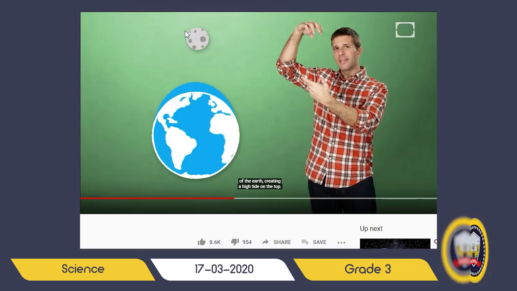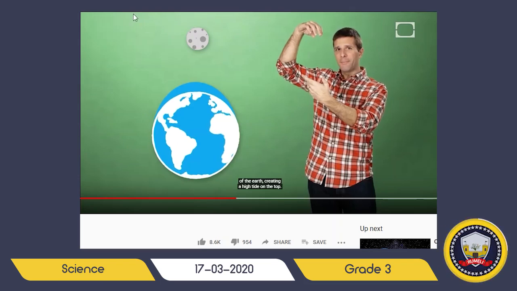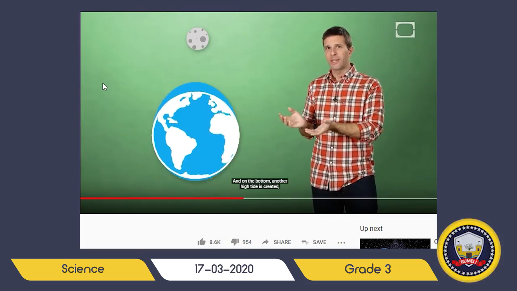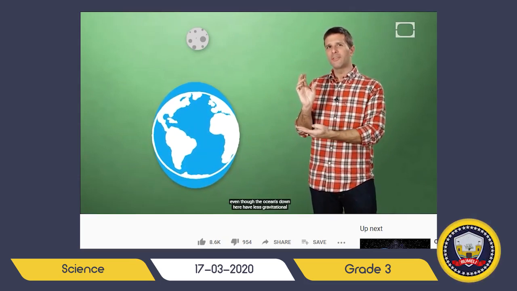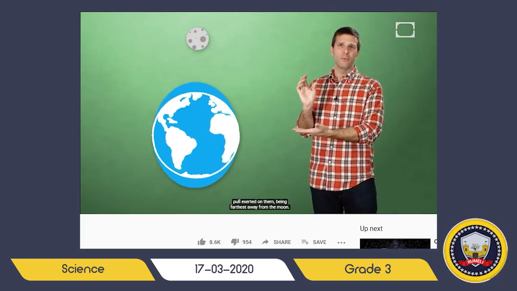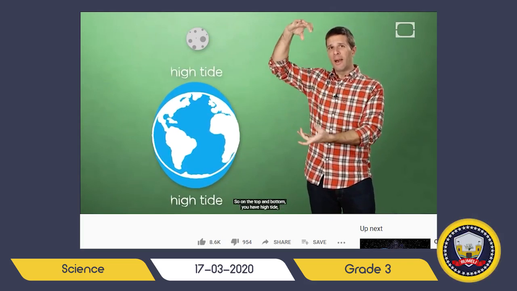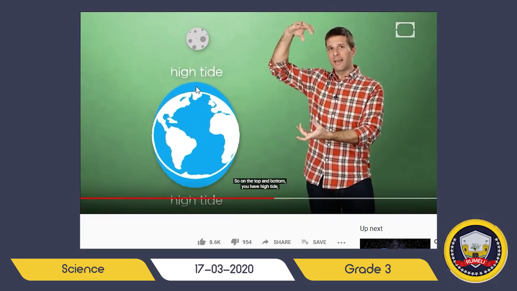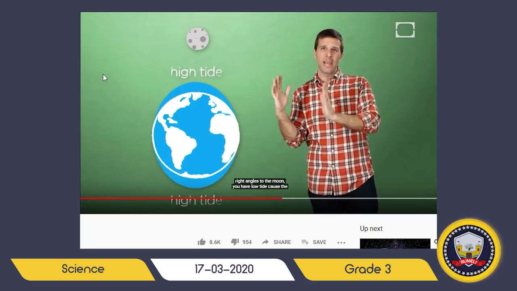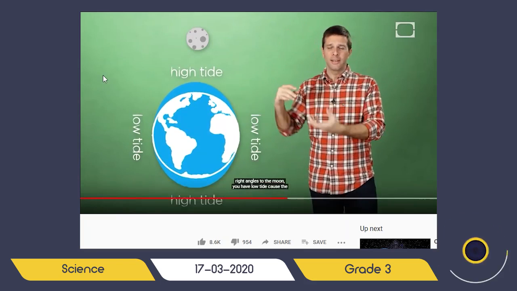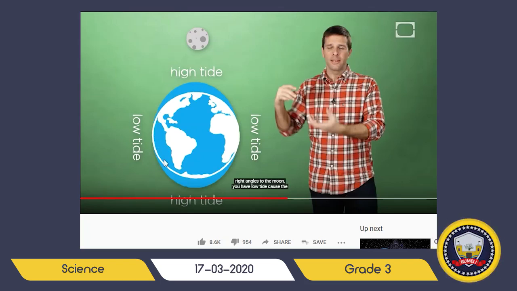The moon's here. It's pulling on the ocean at the top of the earth, creating a high tide. Here, as this man mentioned, the moon, when it is at the top of the earth, the gravity of the moon attracts the water of the ocean upward. On the top. Now on the bottom, another high tide is created because the earth itself is pulled toward the moon, even though the oceans down here have less gravitational pull exerted on them, being farthest away from the moon. So on the top and bottom, you have high tide. So, at the top and the bottom of the earth, we're going to have high tides. Because of the tidal bulges, and on the sides that are at right angles to the moon, you have low tide.